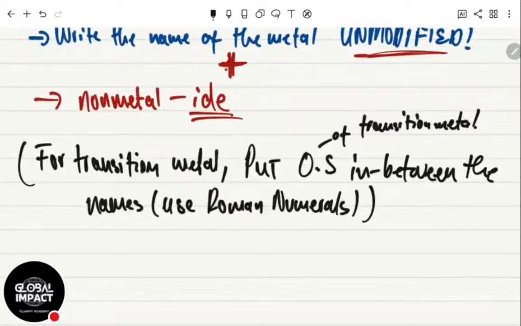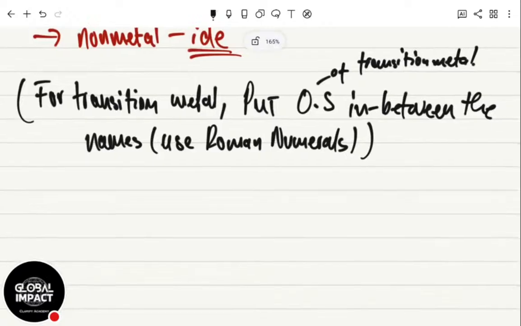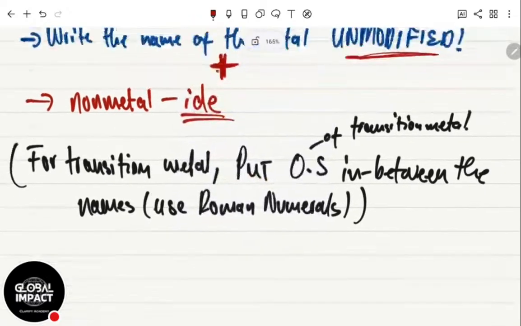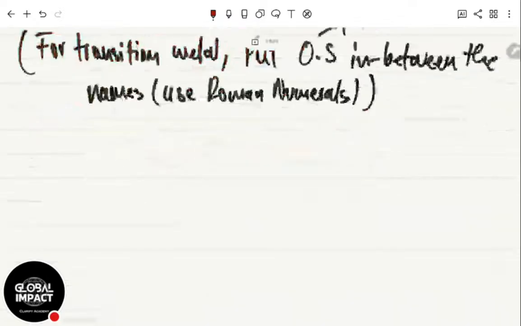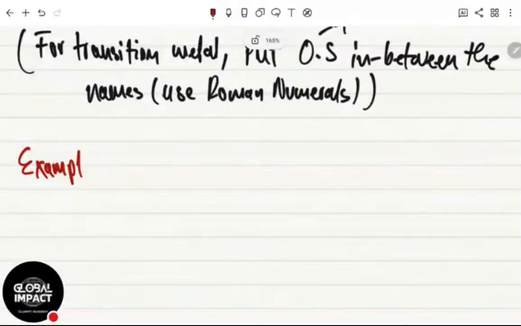Let's do some types of examples. This is a binary compound, and you're going to see that one is a metal, the other one is a non-metal. Now, what should you do? The metal, you should write the name as it is. Then the non-metal, put non-metal something ide. Now, what you must know is that you also need to be good at charges. For this one, you need to know what type of ion you get from each. Let's do examples. Then we're going to go to that test.